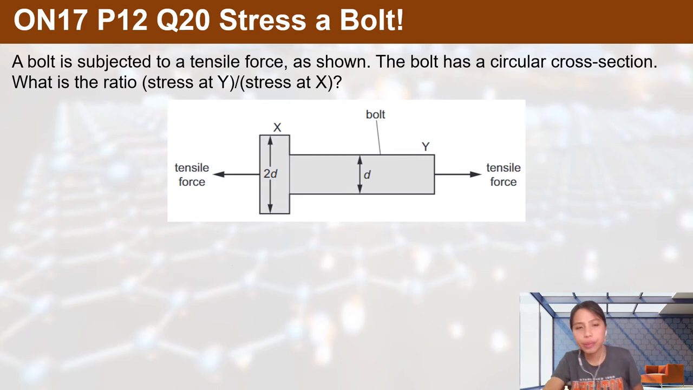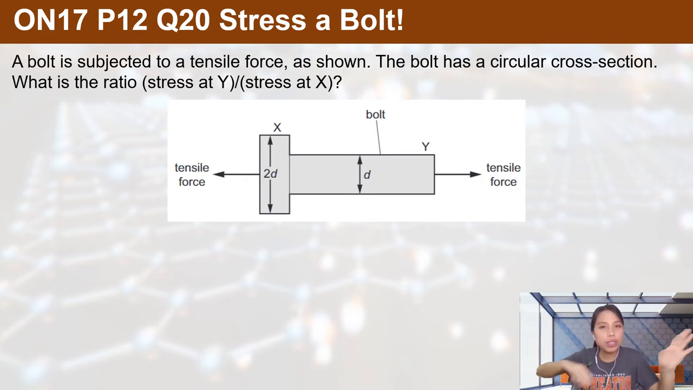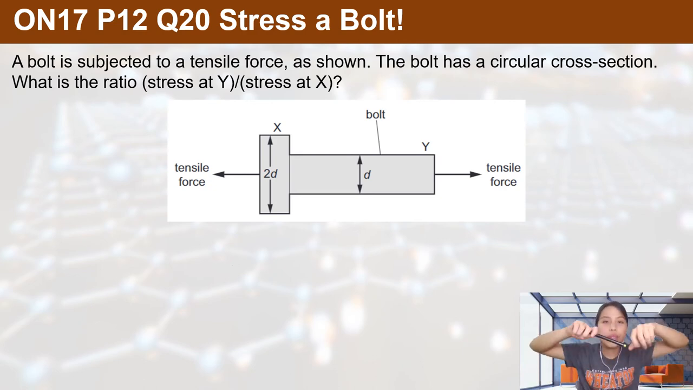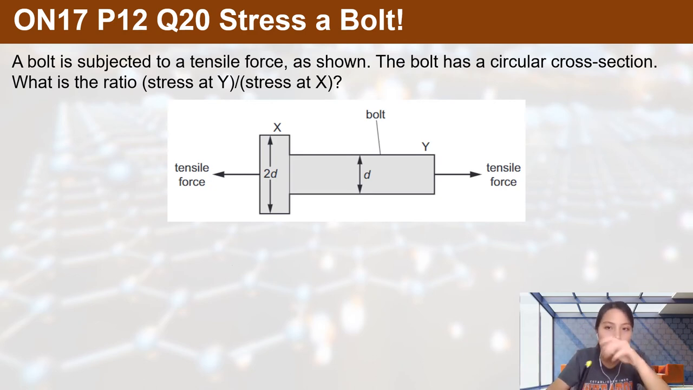Let's look at another example, a little bit more related to stress. Stress of a bolt. So this is what we call a bolt. You will see it in walls, cabinets, doors, things like that. Basically it holds the whole stuff together. A bolt is subject to a tensile force. Tensile means pulling, stretching. So pull on both sides. This bolt has a circular cross section. Circular is an important clue. What is the ratio of stress at Y over stress at X?